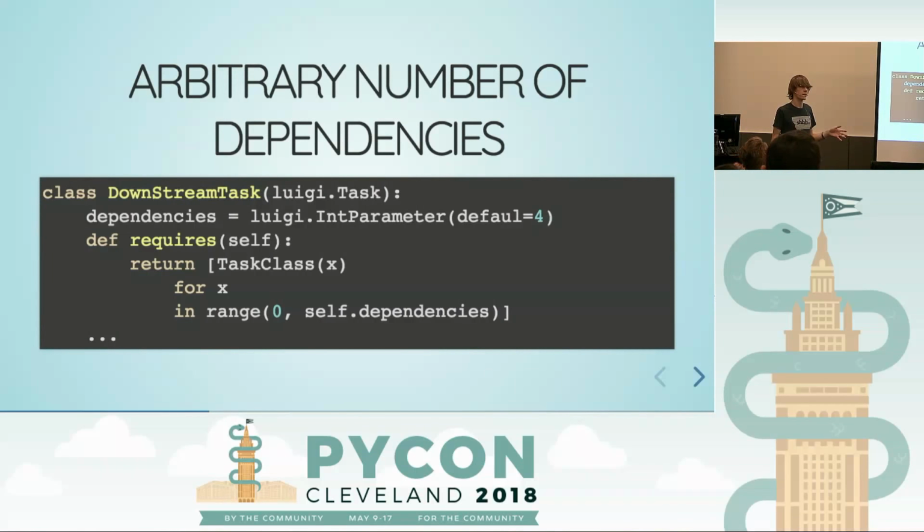Now, the special thing about it is that you can be very dynamic in how you specify these things, since you have this Python backend. So in this example, we have our requires where we use a list comprehension to define all of our dependent tasks. The interesting thing here is that we have dependencies set as a parameter to this task. We're defaulting it to 4, and then in our requires, we say that we're going to end up creating a new task class instance for each number in our dependencies and pass it into that task class.